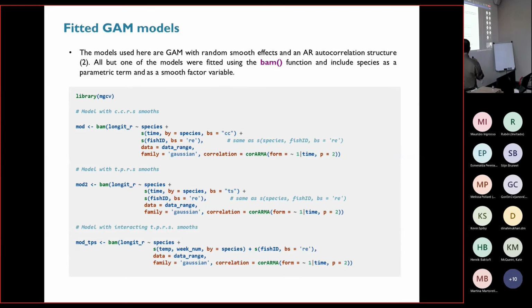So the others are just variations derived from this first model, the main one, on which we will base this lecture and the different functions of gratia.